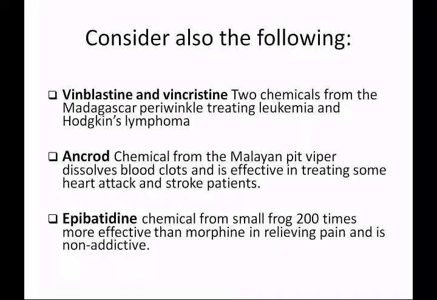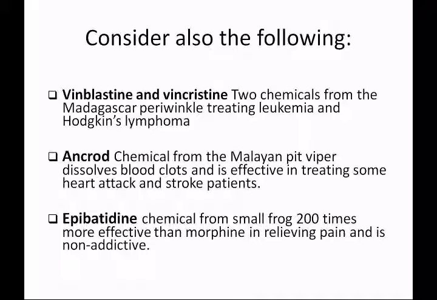Here's some other ones that I think are really interesting. Vinblastin and vincristin are two chemicals from the Madagascar periwinkle. Madagascar is kind of known as one of the most biologically diverse areas on the planet. It's from a Madagascar periwinkle, which is basically a type of mollusk, like a little clam, that treats leukemia and Hodgkin's lymphoma. So if we lose that little clam, not even thinking about something that's really big, like a big Pacific yew, but something that's little tiny, we could lose out on the treatment for leukemia.